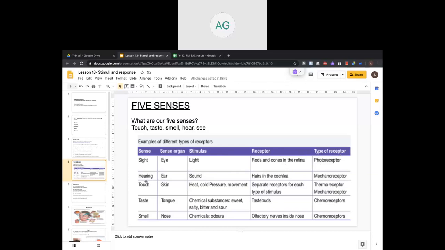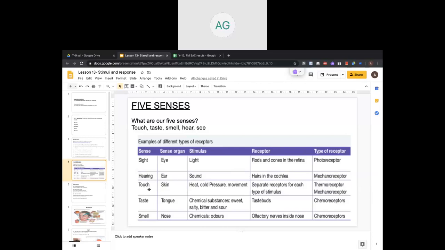Hearing. How are you able to hear? The organ responsible for that is your ear. The stimulus, the change, is the sound you hear. Then the receptor, what's in the ear that helps: the hairs in the cochlea. The cochlea is the inner part of the ear that has hairs that receive the sound, the vibrations. They are known as mechanoreceptors.